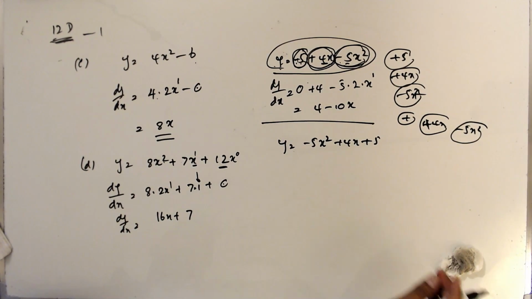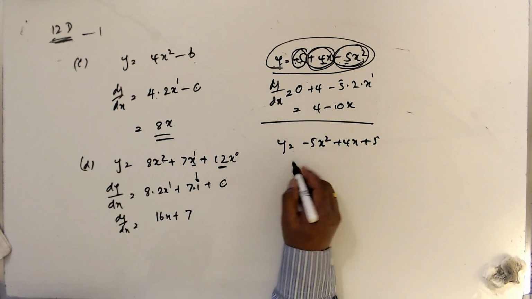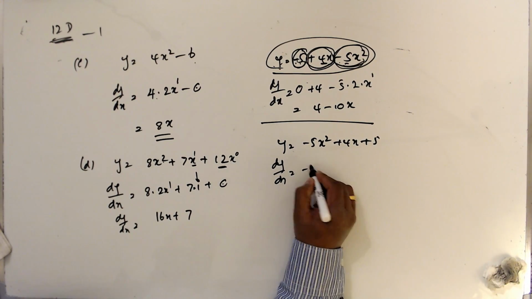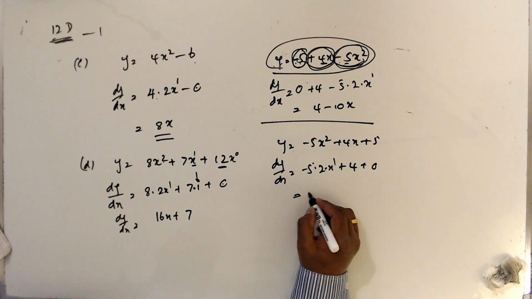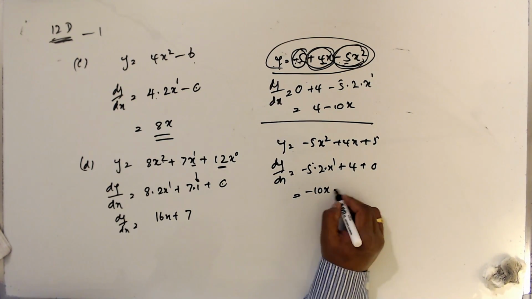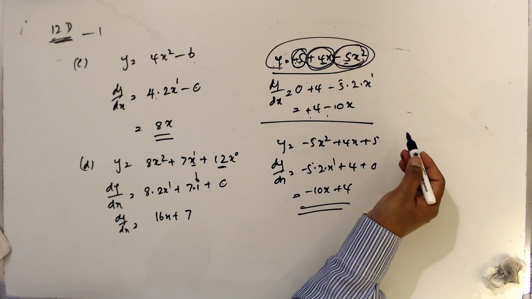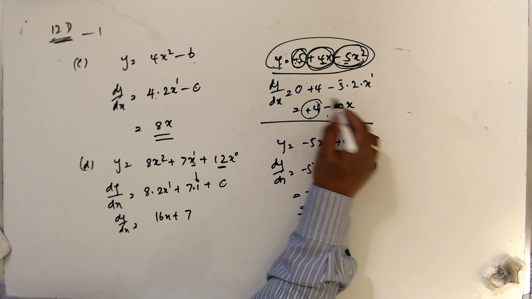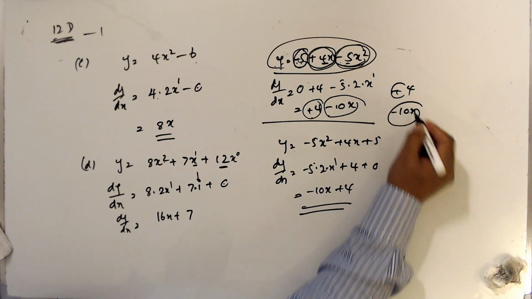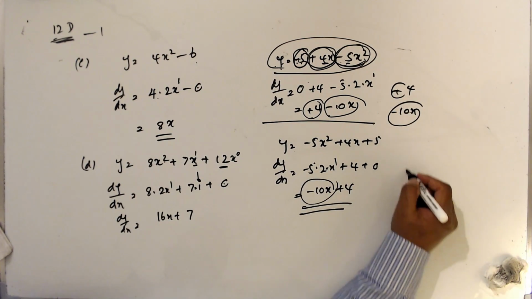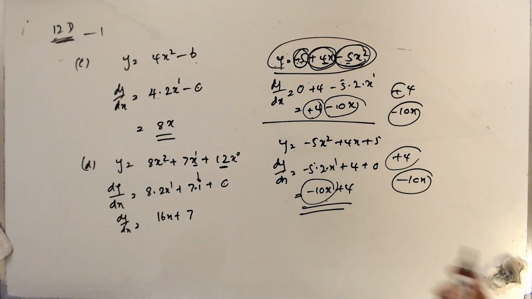Right, now it's still the same. This is minus 5 times 2x to the 1 plus 4 plus 0. So minus 10x plus 4. This is plus 4 minus 10x. Both are the same. Only a plus 4 term there and a minus 10x term there. Here also a minus 10x term and plus 4.